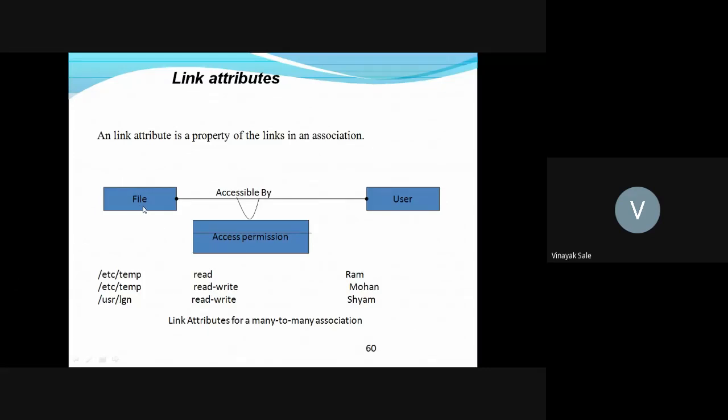So the file has attributes temp and login, and it has access permissions, that is read, write, execute. Then the users are Ram, Sham, Mohan. This is the link attribute for many to many association. File temp has read access permission by user Ram, Mohan or Sham. Similarly, login has read write permission by Ram, Mohan or Sham, etc. This is the many to many attribute.